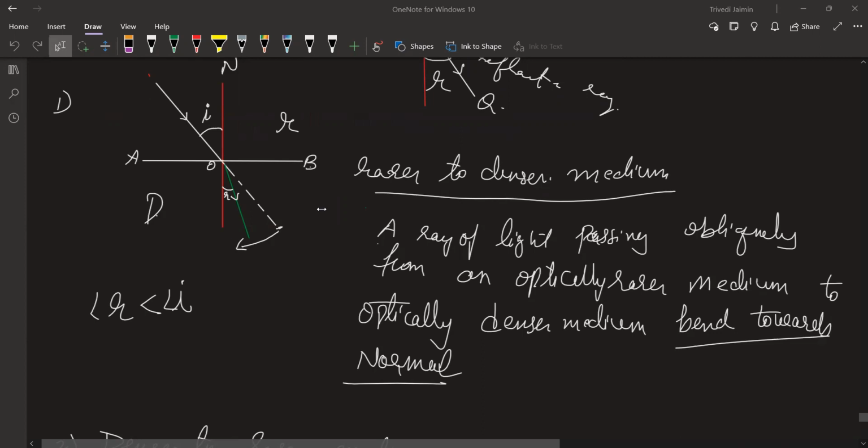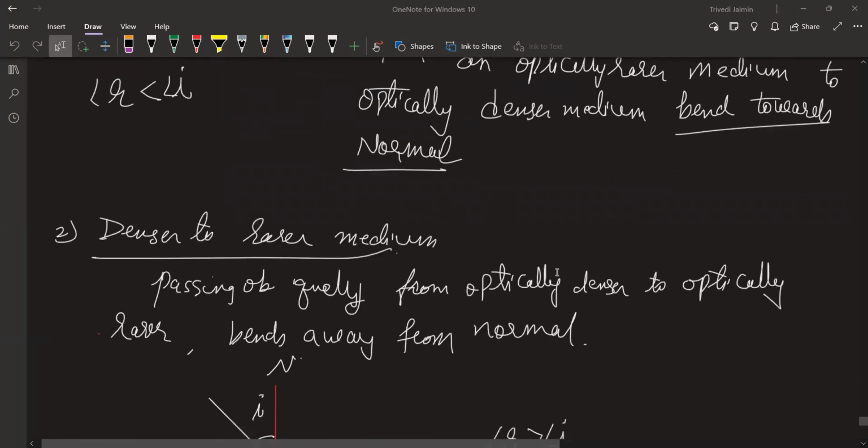Sir, the refracted ray is greater than the incident ray. Yes. Oh, sorry. The incident ray will be greater than the refracted ray. We just said the reverse. Okay. No problem.